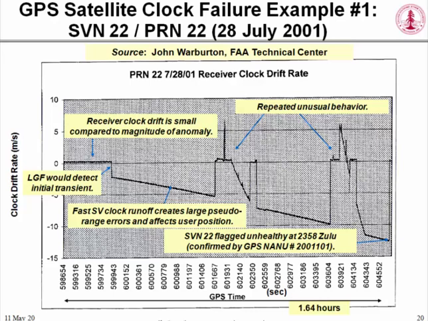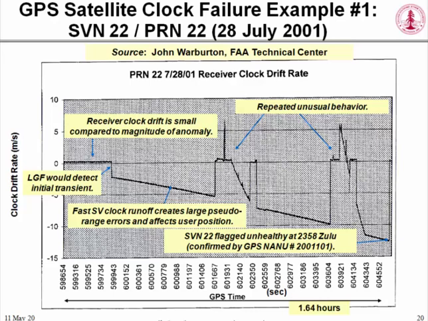As I mentioned, clock failures still occur. The clock failure is mostly the atomic frequency standard just running off. The frequency runs off. This happened much more before 2007. Here's a particularly severe occurrence back in July of 2001. This is plotted as drift rate, meters per second versus time. And at the initial transient, this is where our monitor would detect, at least the GBAS monitor would detect. But a standalone user with RAIM might not detect right away.